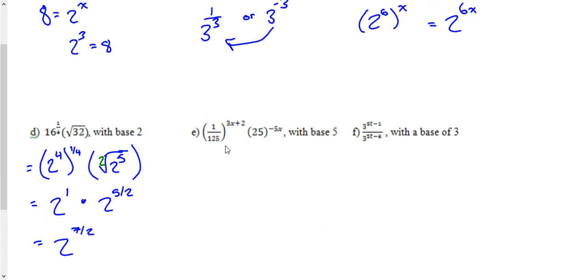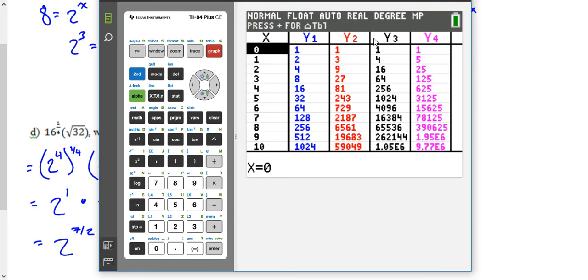And for E, we're looking for 125, 25, all in base 5. So let's double check base 5s. Over here, last column, again, I'm looking at x equals 1 to find my base. I have 25, and 125 is 5 squared and 5 cubed respectively.